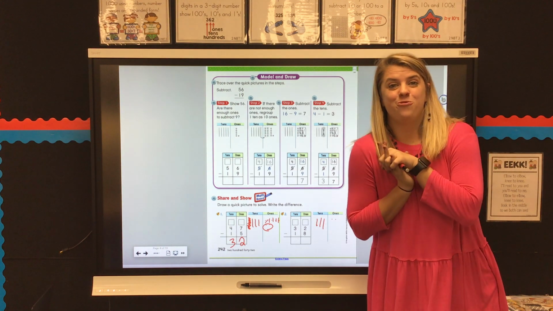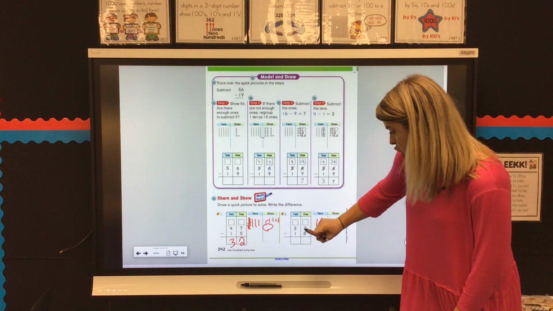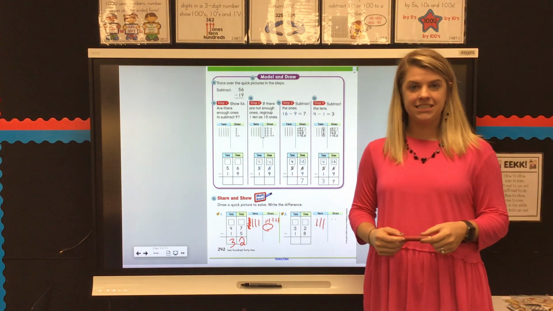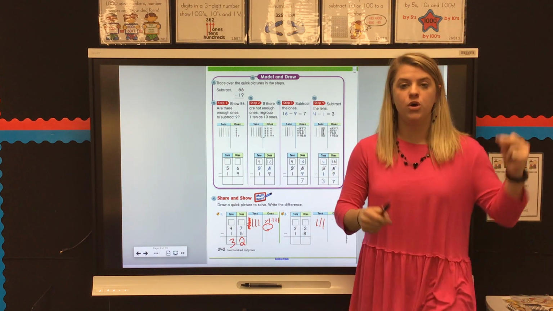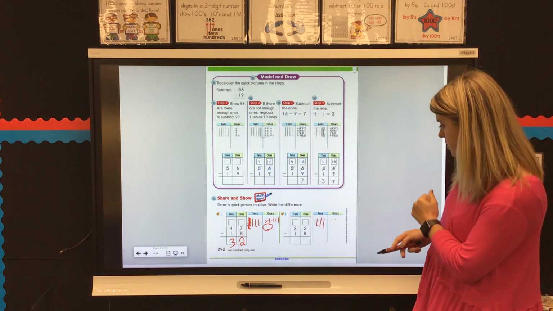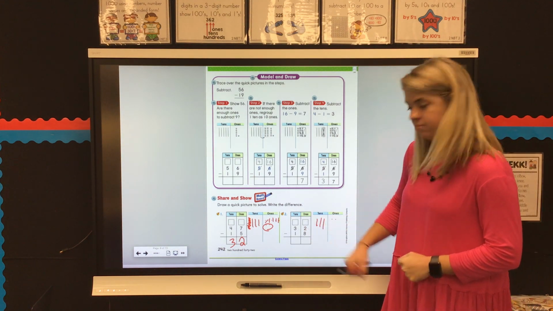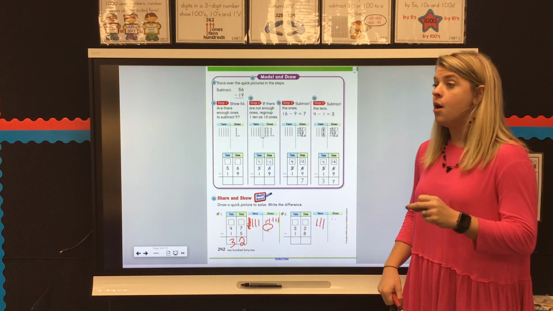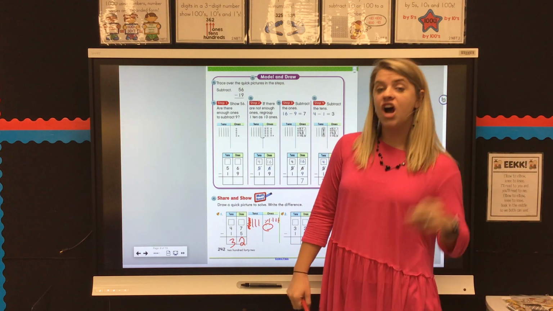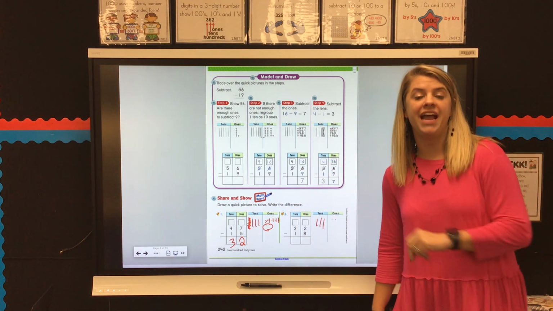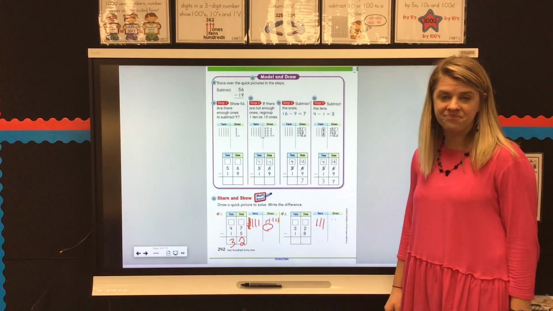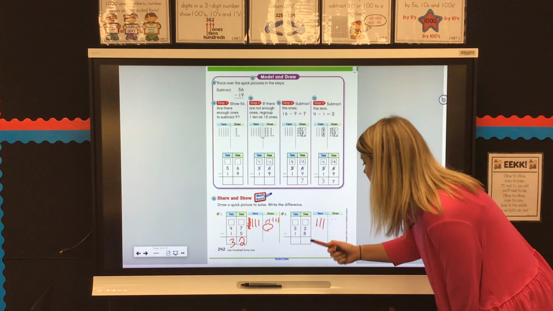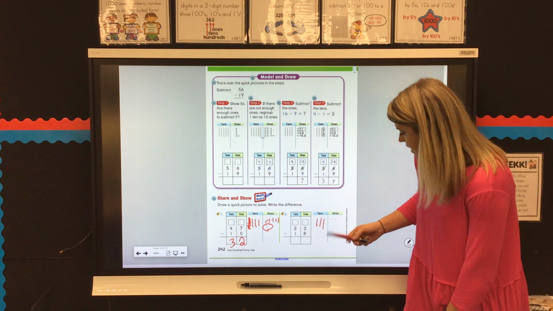Now we start with our ones and we subtract. 2 minus 8. Think about your rhyme. More on the top, no need to stop. Is there more on the top? More on the floor. Go next door and get 10 more. Okay, is there more on the floor? Yes. So we need to go next door and get 10 more.